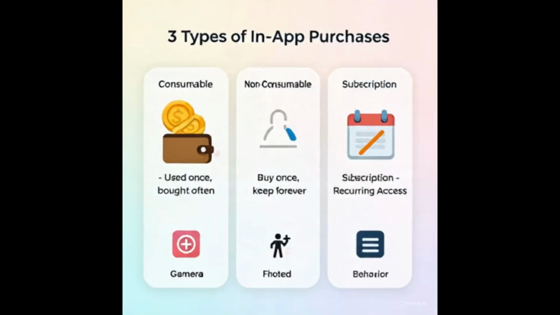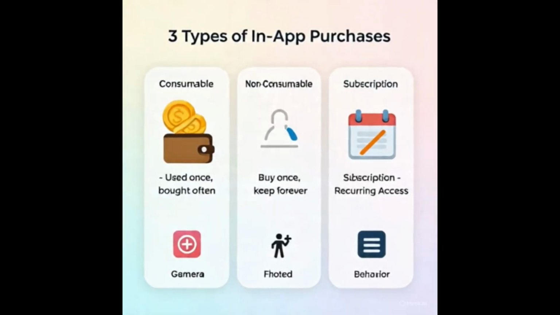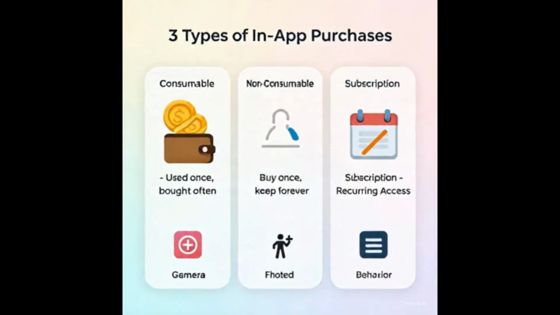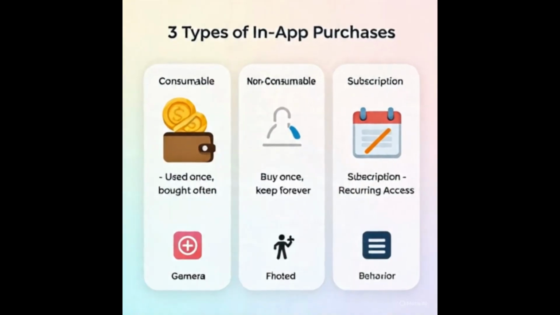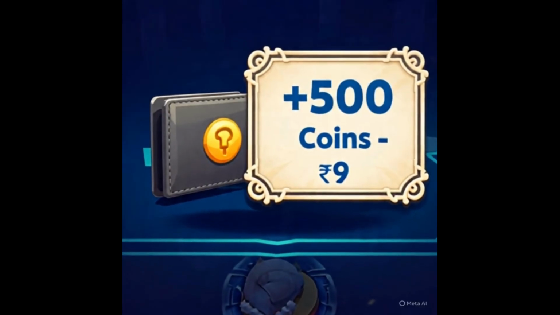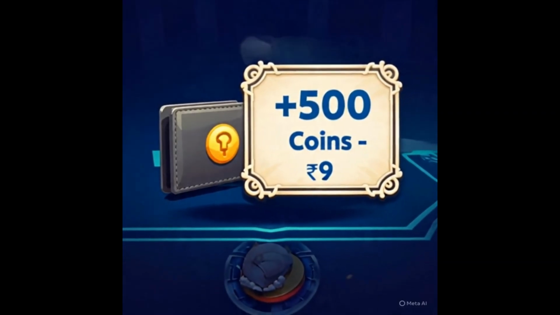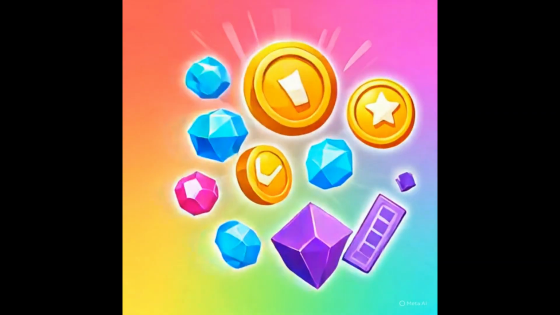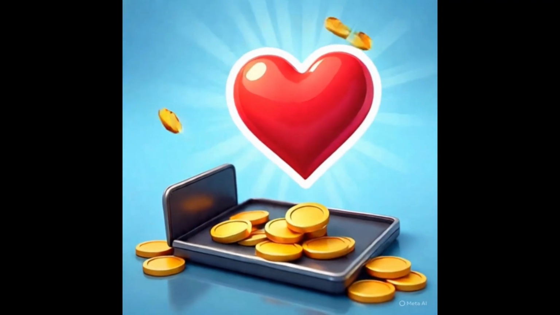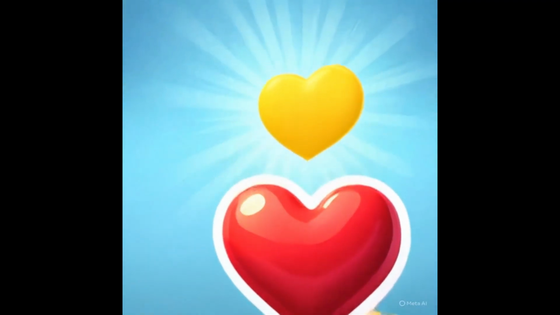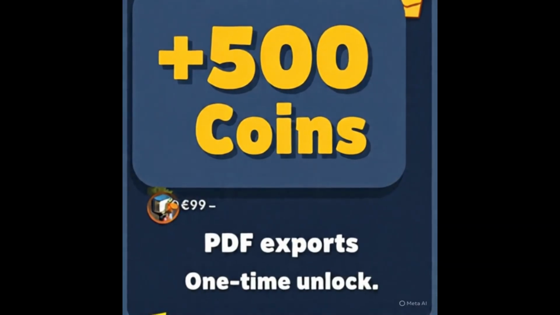There are three main types of in-app purchases, and choosing the right one depends on your app's purpose and user behavior. Consumables. Consumables are items that can be used once and repurchased repeatedly. These are perfect for games or tools with limited use features. Examples: game coins or gems, boosters or extra lives, one-time unlocks, for example PDF exports.